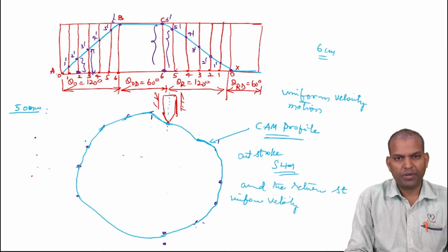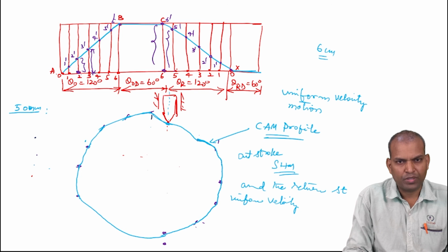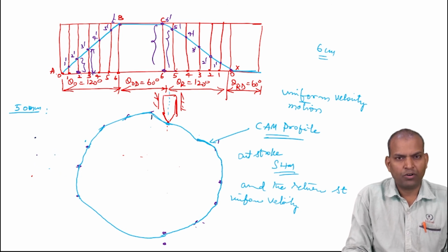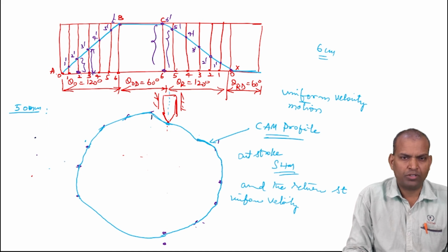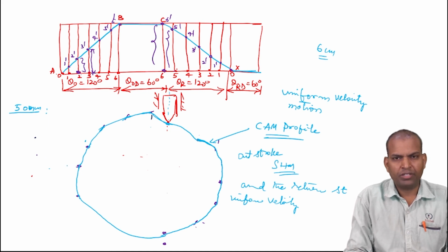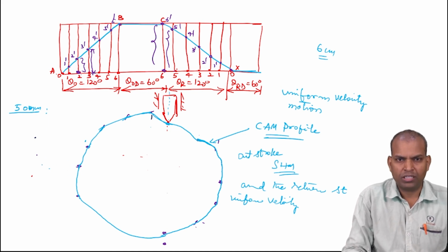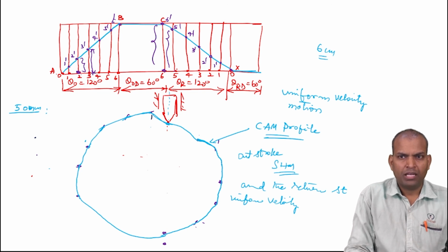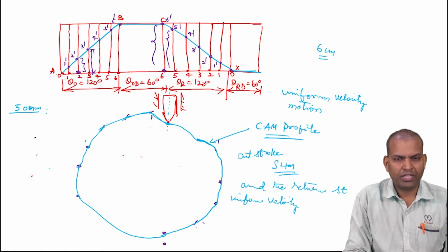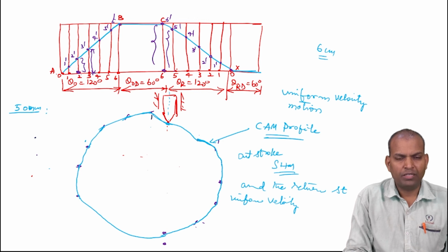Then what is the shape of the cam profile? Will it be the same? No, it will be different, because during outstroke the motion of the follower is simple harmonic, and during the return stroke the motion of the follower is uniform velocity. Under these conditions, the shape of the cam profile will be studied in the next session.